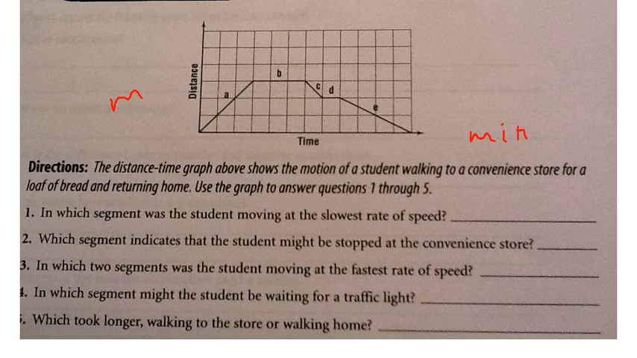So let's read question number 1. In which segment was the student moving at the lowest rate of speed? Now we know that the student was moving from his house to the convenience store. At the convenience store he stopped for a while. Then he started returning home, stopped again for some reason, and returned home.